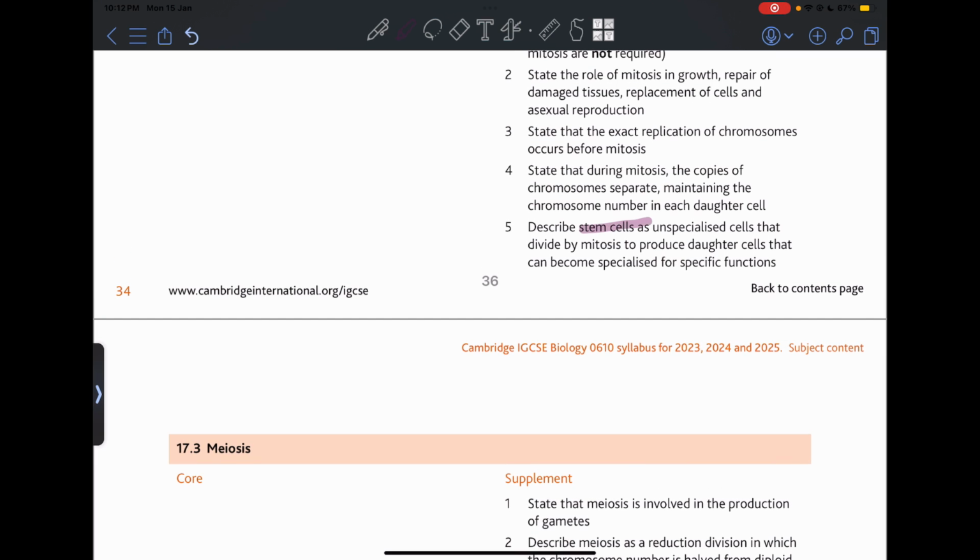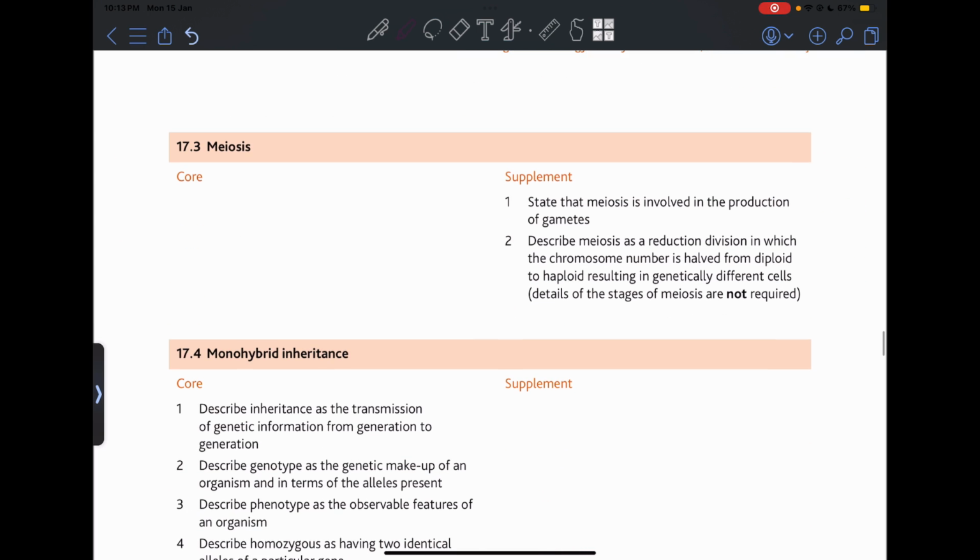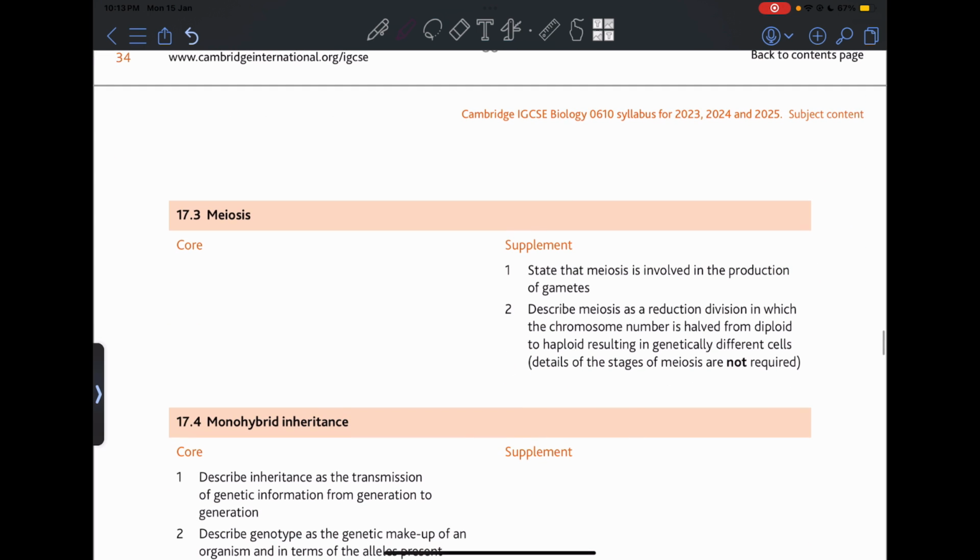Describe stem cells. So this is another definition. Stem cells are unspecialized cells that divide by mitosis to produce daughter cells that can become specialized for specific functions. So this is the rest of it.